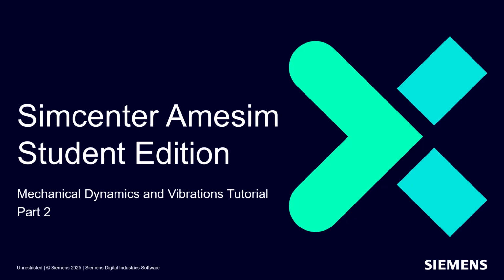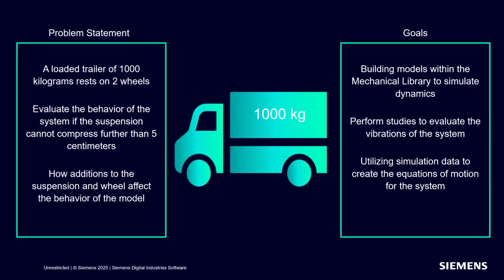Welcome to a SimCenter AimSim Student Edition tutorial covering a problem of machine dynamics and vibrations. The problem statement is that a loaded trailer with a mass of 1,000 kilograms rests on two wheels. Evaluate the behavior of the system if the suspension cannot compress further than 5 centimeters. Also, how do additions to the suspension and of wheels affect the behavior of the model?